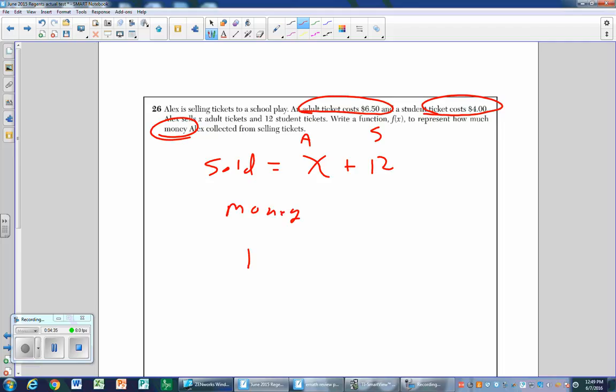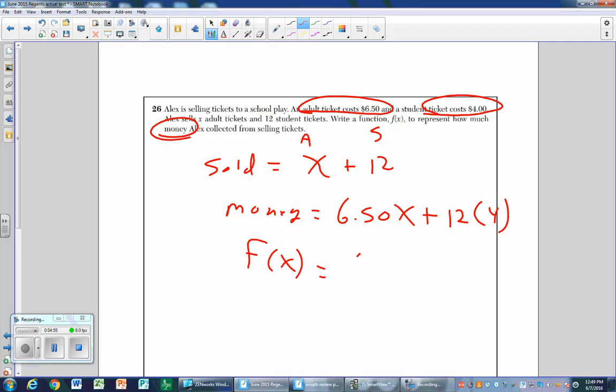Money. By the way, I'm going to write down f of x down here also. The money, let me see, $6.50 for each adult ticket. So doesn't it make sense that I do $6.50 times the x, times how many adult tickets there were? And then, let me see, 12 student tickets, and each student ticket costs $4.